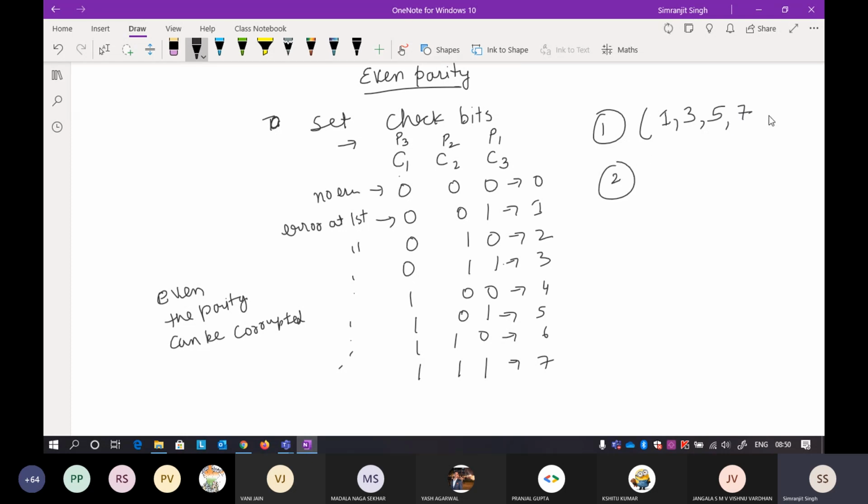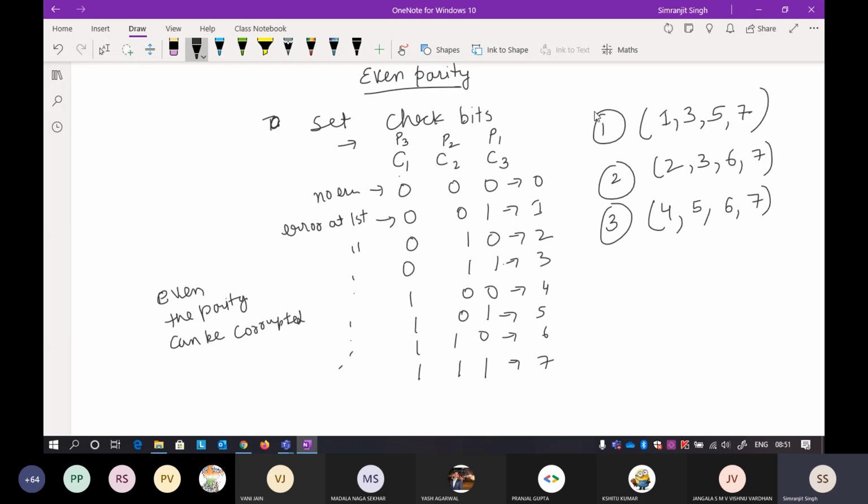Now in the similar way, check the second parity bit. There is a 1 at the second position, 1 at the third position, 1 at the 6th position, and 1 at the 7th position. In the similar way, check for P3. For P3, the 1s are at the 4th position, the 5th position, the 6th position, and the 7th position.